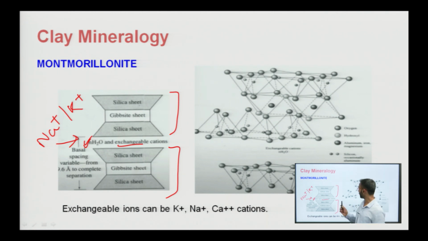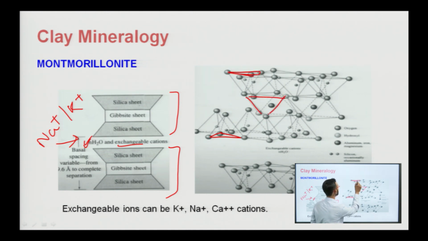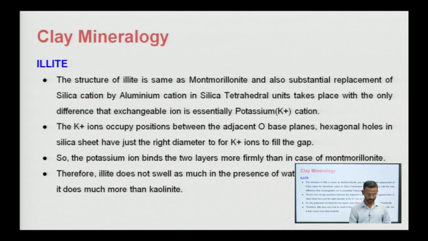Also, here in this diagram we will be seeing different units: this is the base one, then the octahedral unit, and then the tetrahedral unit. These are different units which are combined to form a sheet, and this sheet structure is very small in length. Next we move on to the illite mineral.